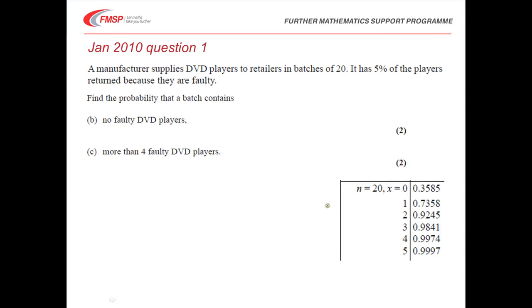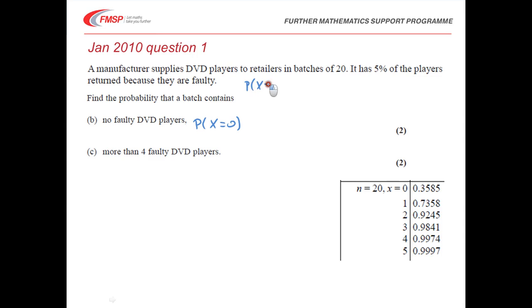The question then continues. We're then asked to find the probability that a batch contains no faulty DVD players. So because I've already defined what x is, I can actually use that. So no faulty players is going to be the probability that x equals 0. Now, in this particular case, I'm going to use the formula to do this. You could use the table, but I think it's good practice to look at the formula.